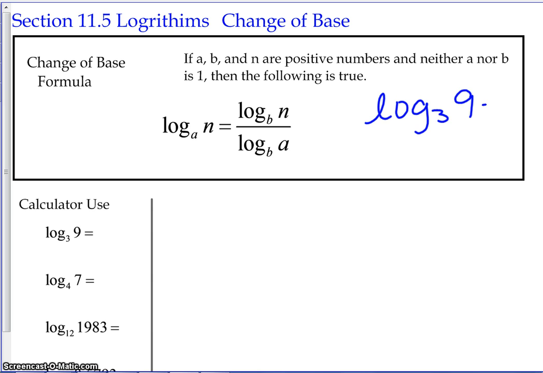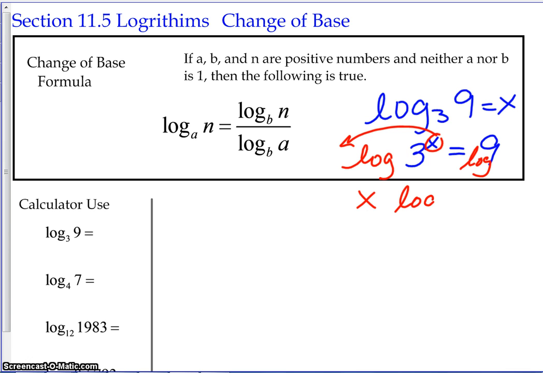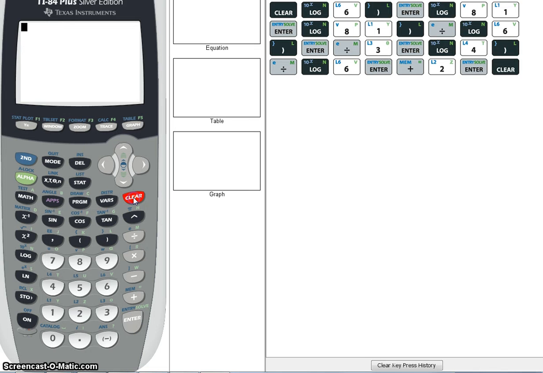If I said it was equal to x, what I would be saying to myself is that 3 to the x equals 9. Now I know we know how to solve this, but let's pretend we don't. I could take the log of both sides of my equation, bring the x out in front, and so I'd have x log of 3 equals the log of 9. Then if I divide both sides by log of 3, x would equal log of 9 divided by log of 3.